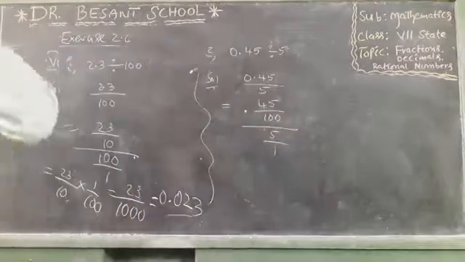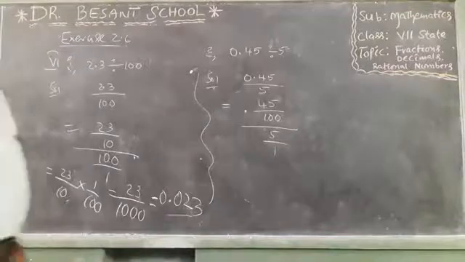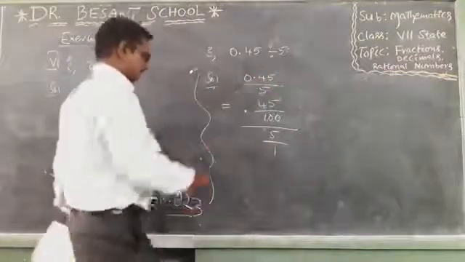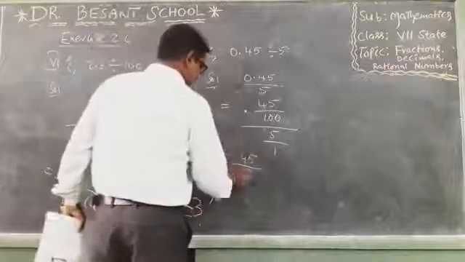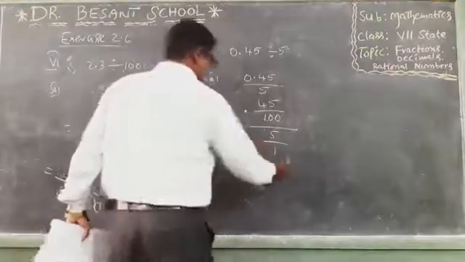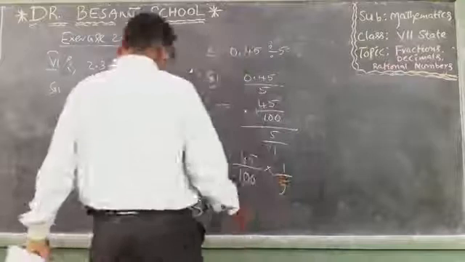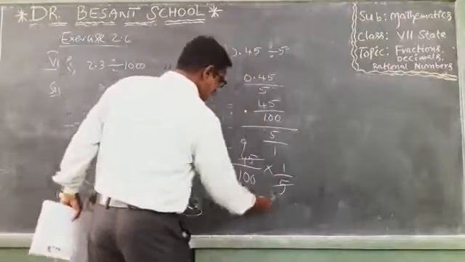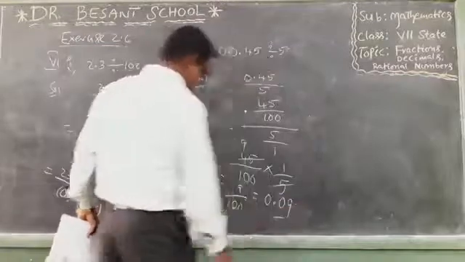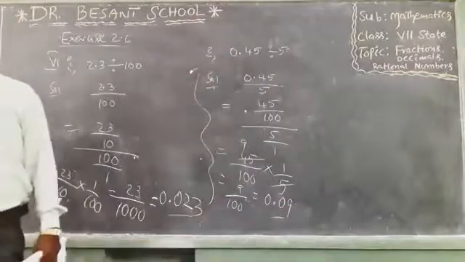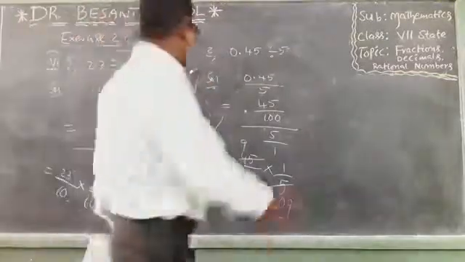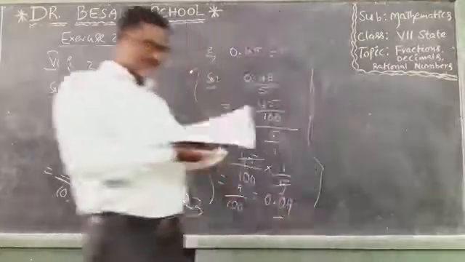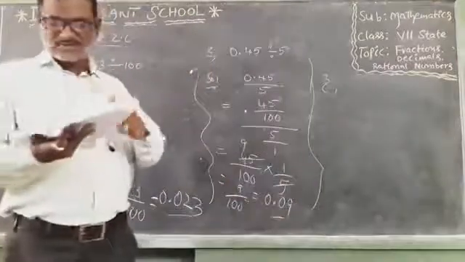Children, how have I written 0.45? 45 by 100. Whole by 5 by 1. This is 45 by 100 into 5 by 1, which can be written as 1 by 5. 5 nines are 45. This is 9 by 100, which means 0.09. Yes children.